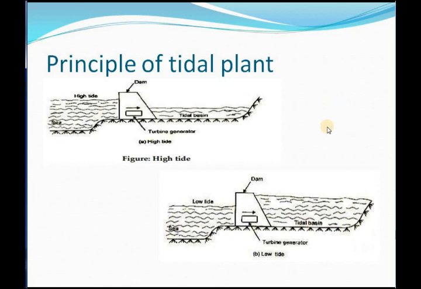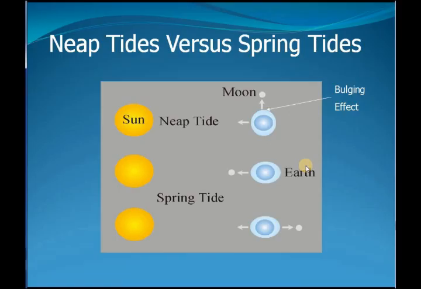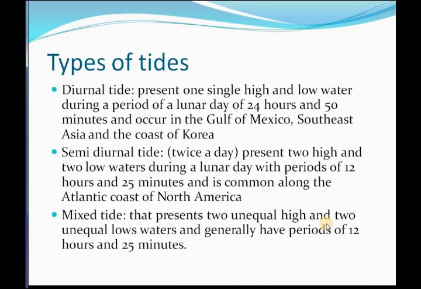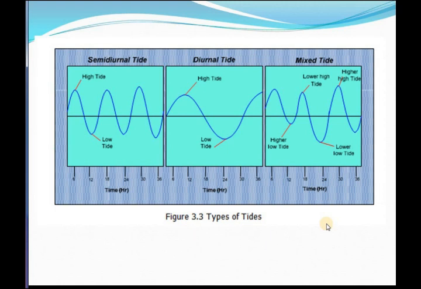Okay, there are three types of tides: diurnal tide, semi-diurnal tide, and mixed tide. The diurnal tides present one single high tide and one single low tide during one lunar day. If you see here, one high tide will be there and one low tide will be there.